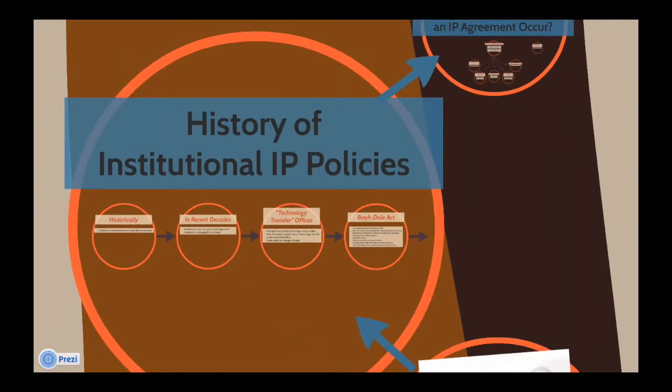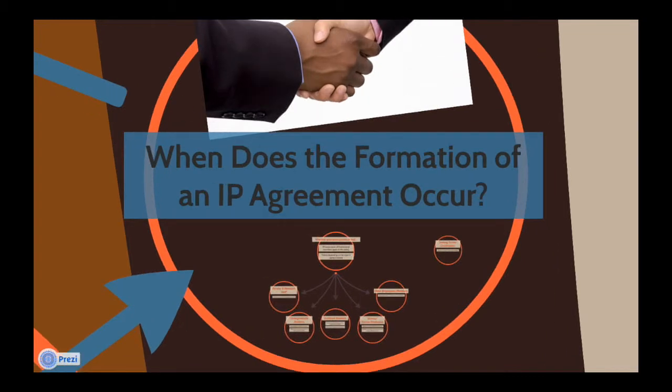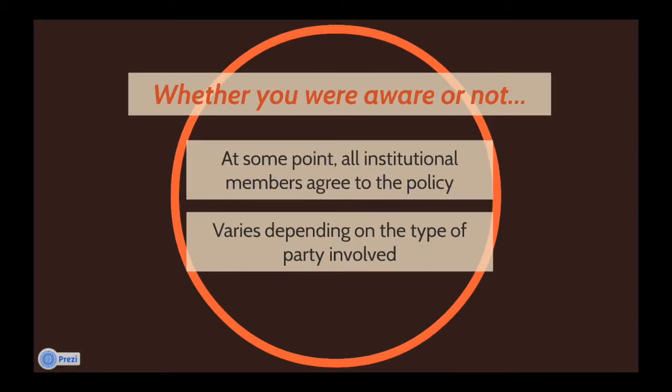You may be wondering when the formation of one of these IP agreements actually occurs. Well, whether you fully realize it or not, at some point, students, faculty, and other institutional community members all agree to be contractually bound by their institution's intellectual property policy. The context in which this agreement is formed varies depending on the type of party involved. Let's take a look at some of the more common scenarios faculty, students, and staff typically encounter.